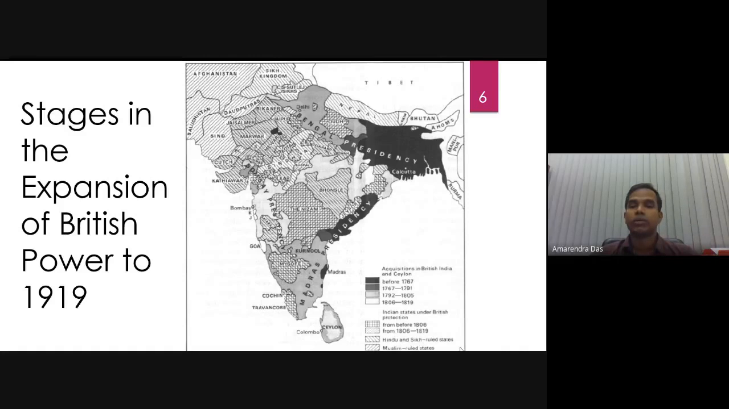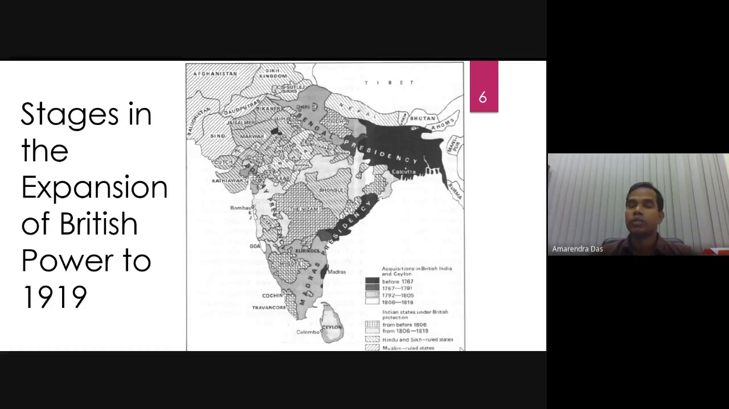And that's how the acquisition of British India and Ceylon happens in different phases. And this map shows this. The Indian states under British protection: we saw that the cross lines are from or before 1806, and then the dotted areas show between 1806 to 1819, and again we see different rulers.